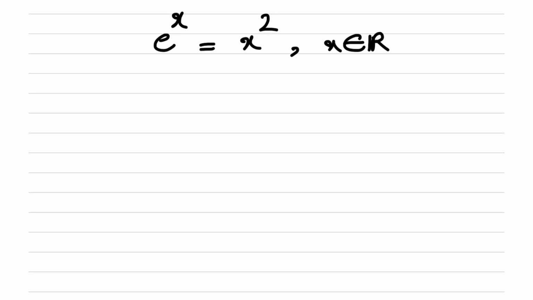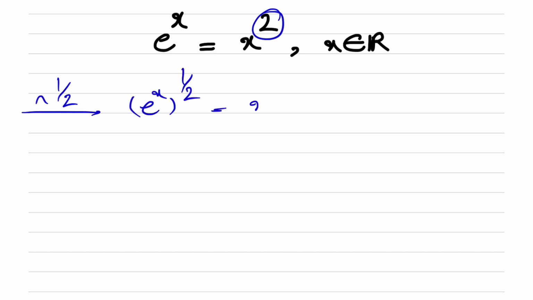Hey guys, this looks like a fun question and we're going to solve this one using the Lambert W function. So first of all, to get rid of the power of 2 on the right side of the equation, we're going to take the power of 1/2 on each side. So e to the x, to the power of 1/2, is equal to x squared, all to the power of 1/2.